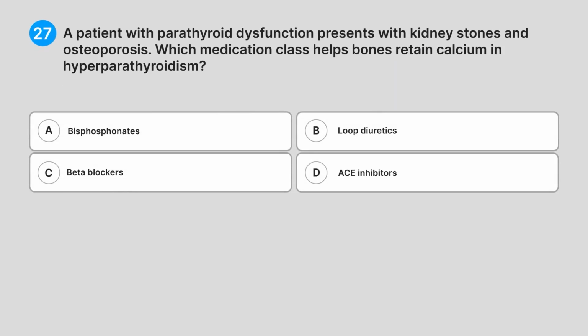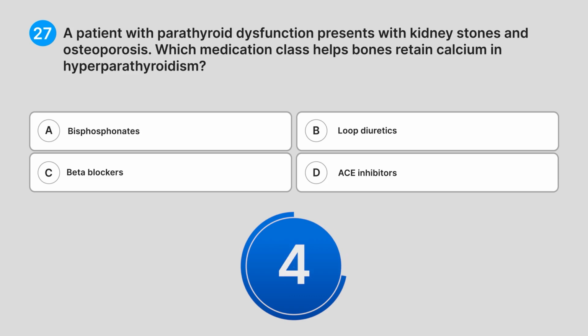27. A patient with parathyroid dysfunction presents with kidney stones and osteoporosis. Which medication class helps bones retain calcium in hyperparathyroidism? A. Bisphosphonates, B. Loop diuretics, C. Beta blockers, D. ACE inhibitors. Can you guess the answer?